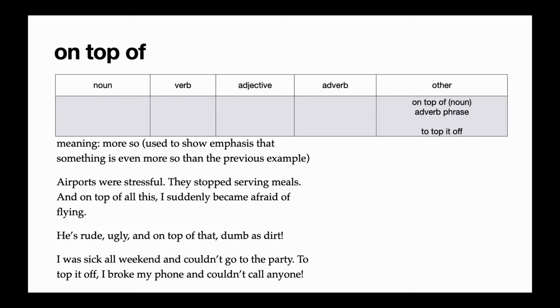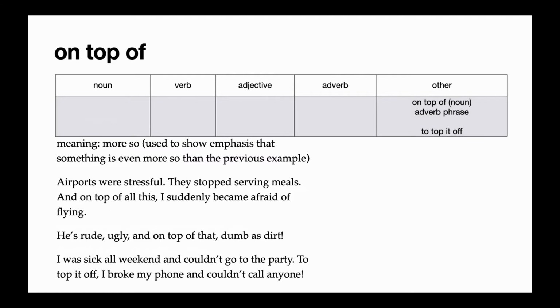Next, we have the phrase on top of. On top of is an adverb phrase that means even more so. And we use this to show emphasis that something is even more than the previous example. In the reading, I use on top of after several examples of how traveling was bad.